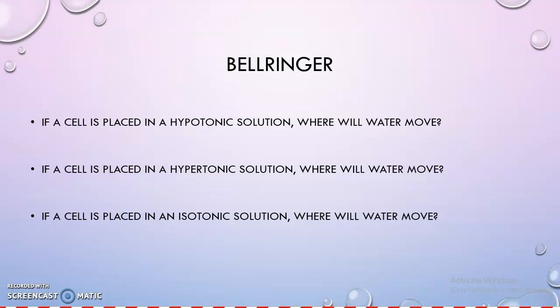It's important to remember that, number one, cells always will try and reach what is called dynamic equilibrium. Dynamic meaning constantly moving, and equilibrium meaning relatively the same. So dynamic equilibrium is water moving both into and out of the cell, but remaining relatively the same. The second thing that's important to remember is that water will always move from hypotonic to hypertonic.